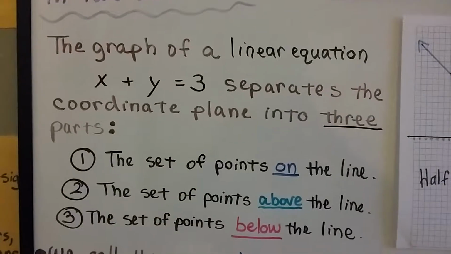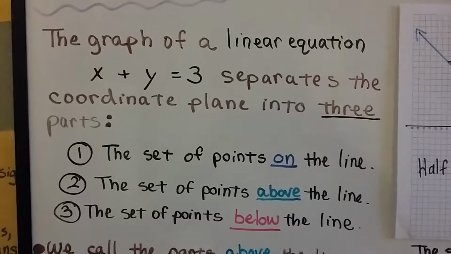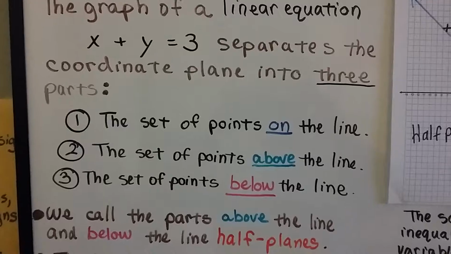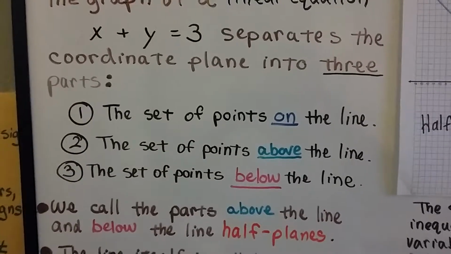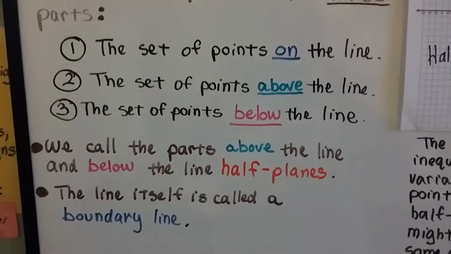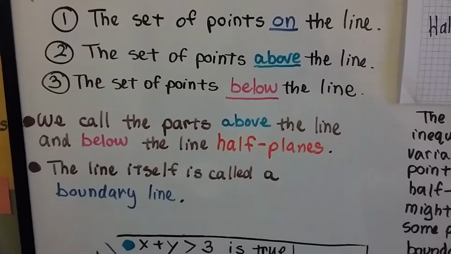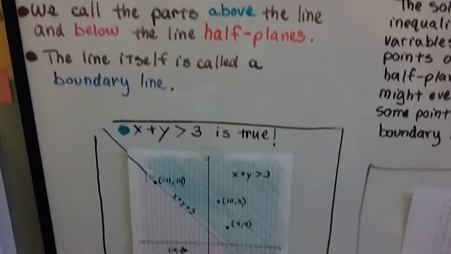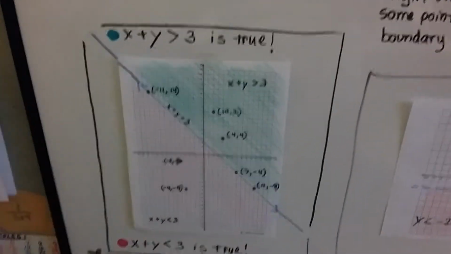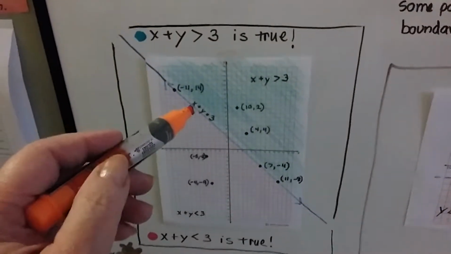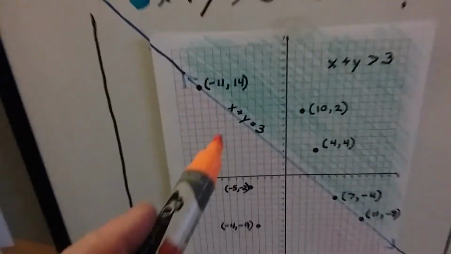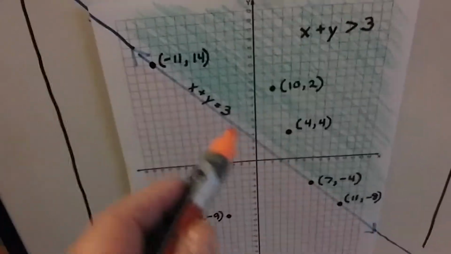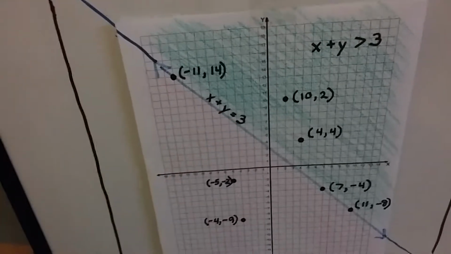The graph of a linear equation, x plus y equals 3, separates the coordinate plane into three parts: the set of points on the line, the set of points above the line, and the set of points below the line. We call the parts above the line and below the line half planes, and the line itself is called a boundary line. So if we solved x plus y equals 3, then every point on this line would fit x plus y equals 3.